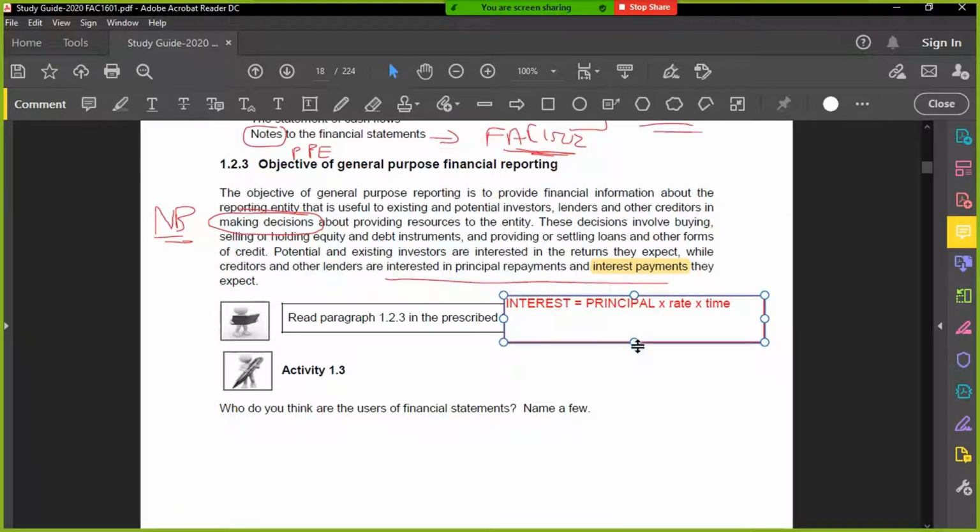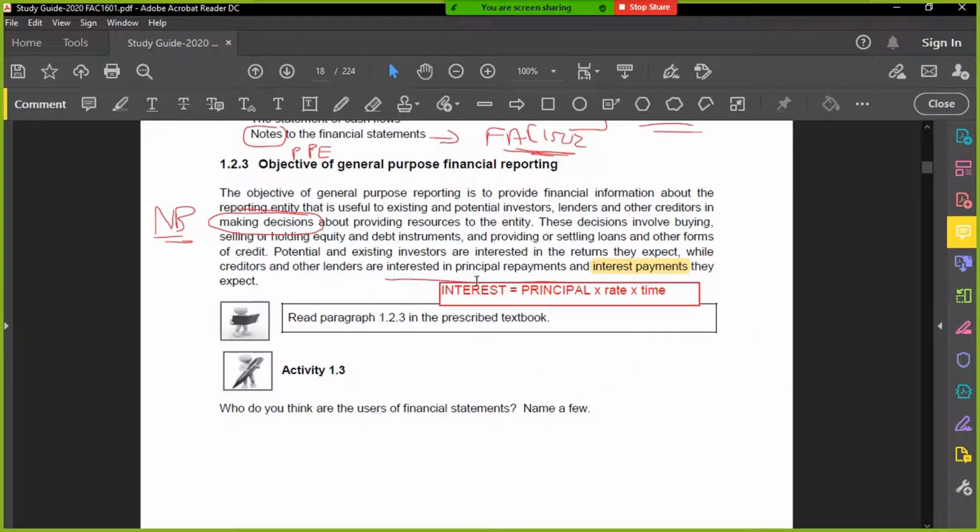If you've got your book with you, you could even write that in if you want to. But that's something you need to know when looking at interest calculations. That can definitely come up. Interest is principal times rate times time. The time element is because of pro rata. Remember, pro rata means part of a year. So maybe 2 months out of 12, 3 months out of 12.